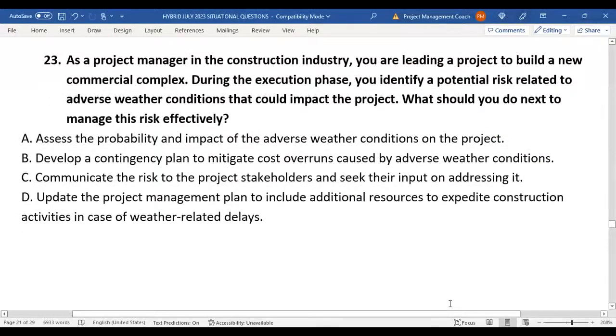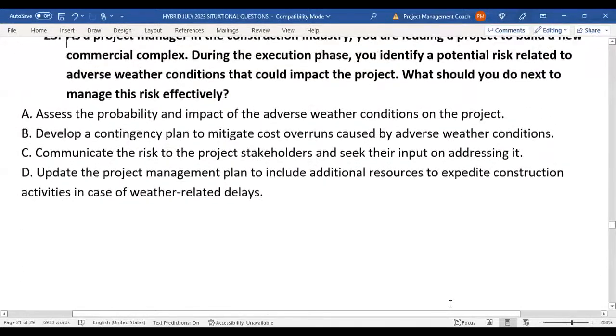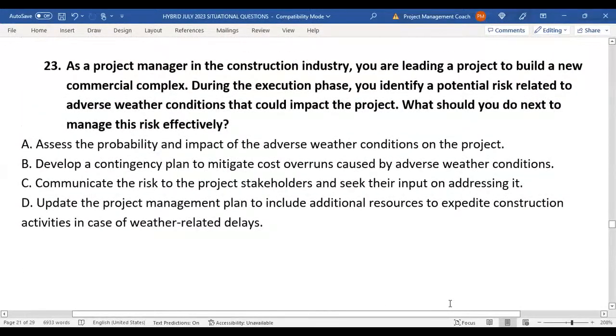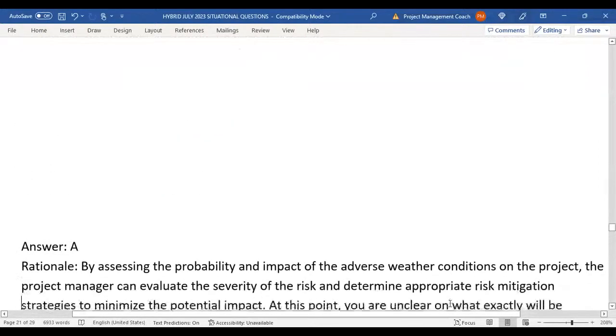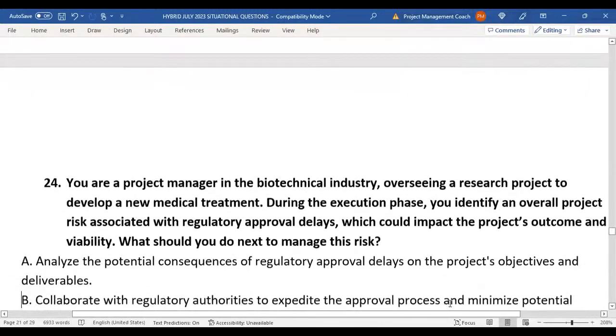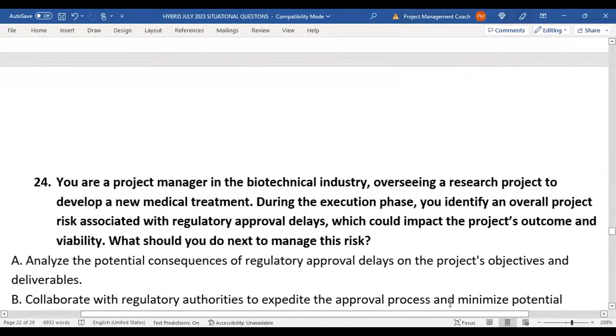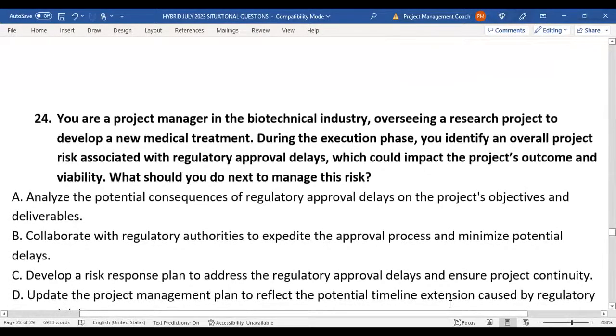I know B looks very appealing, but you wouldn't jump into a contingency plan without really understanding the probability and the impact, because what if they are very minuscule? The question just says you identified a potential risk, right? It didn't say if it's a big risk or big probability or big impact. So the best answer is A. A little bit on the slimy, tricky side, I know, but you got to get used to seeing some of these. That definitely will trick some folks up.